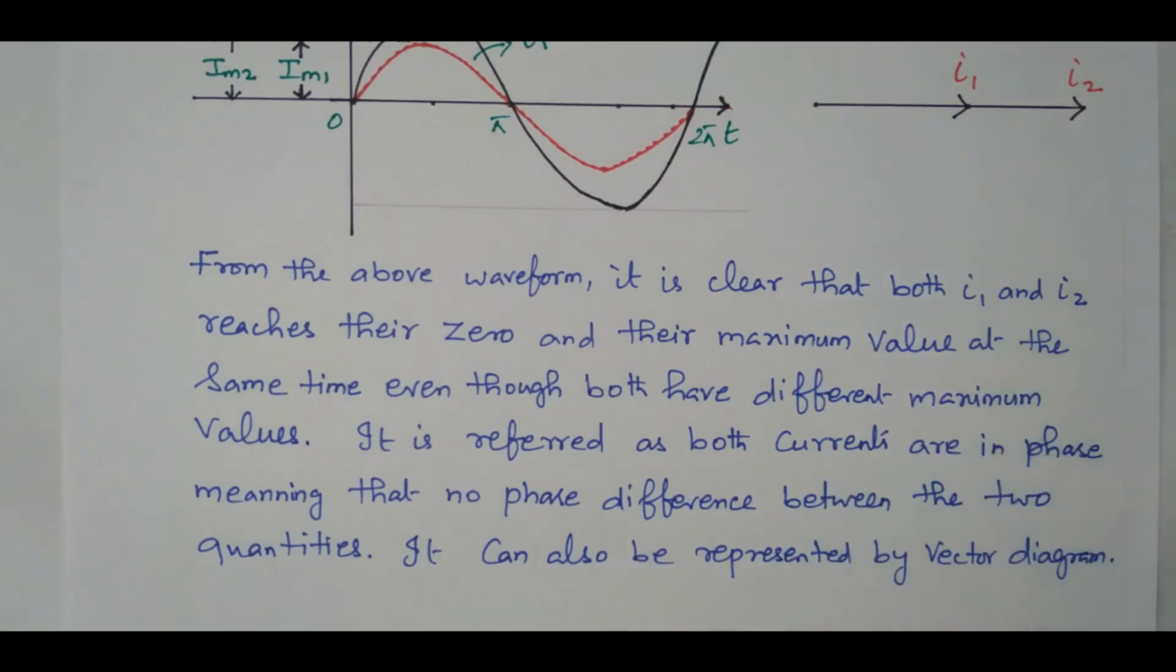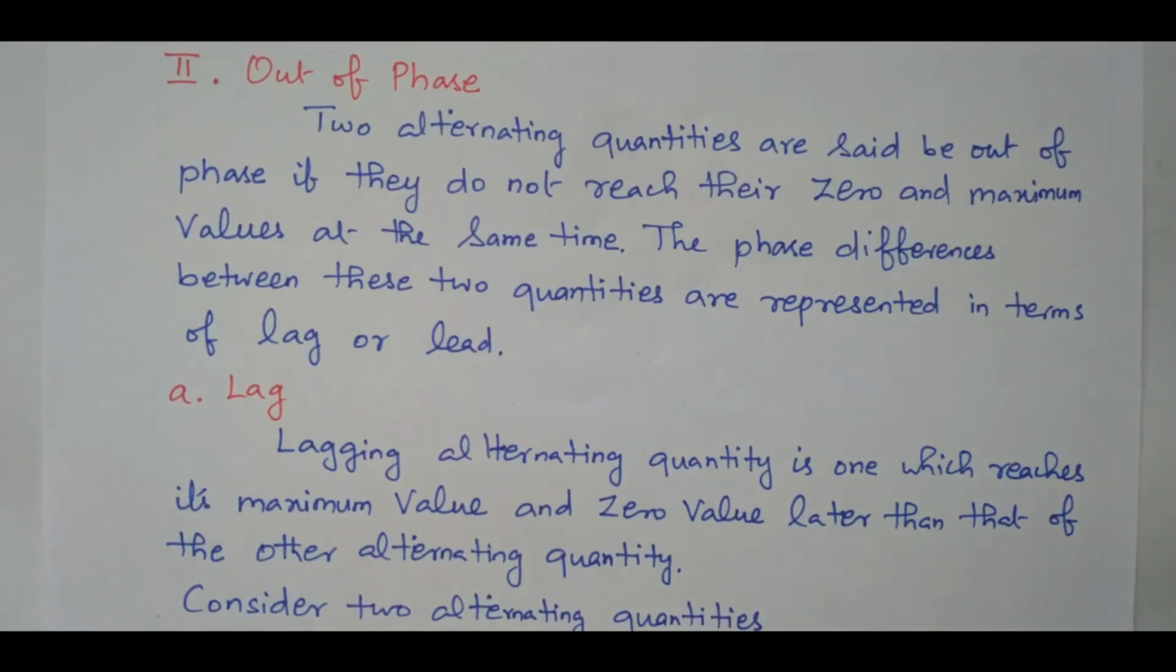Now we'll go to out of phase, the second type. What is out of phase? Two alternating quantities are said to be out of phase if they do not reach their zero and maximum values at the same time. The maximum and zero values are not reached at the same time. The phase difference between these two quantities is represented in two different forms: lag or lead.